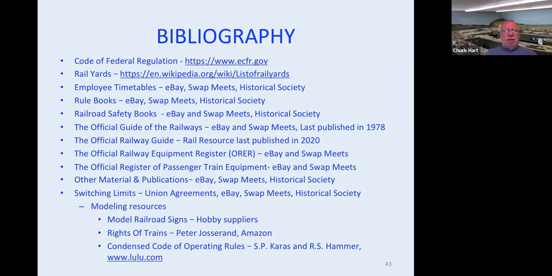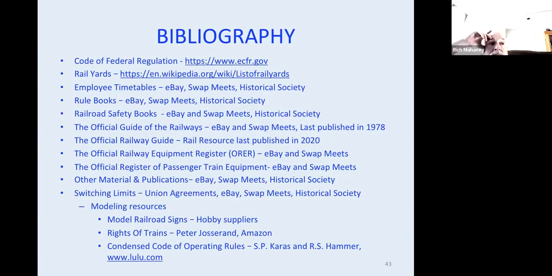All right, list of rail yards. It's a Wikipedia site, and that's an interesting one because if you're interested in a particular railroad and you want to find out if they have a big yard, it's probably going to be listed there. Employee timetables, rule books, safety books, all those you can get from eBay, swap meets, and historical societies.